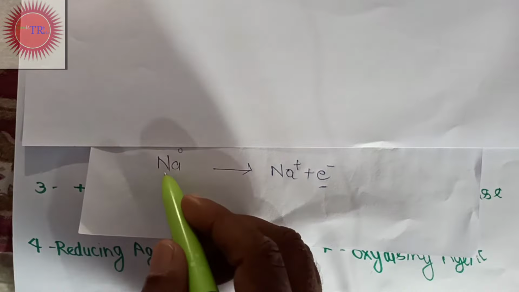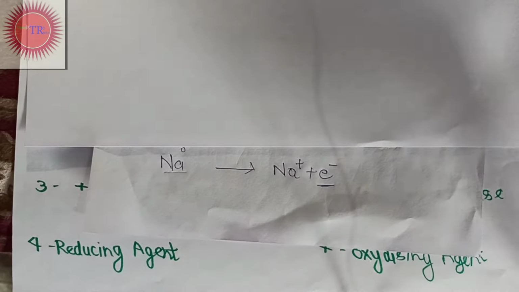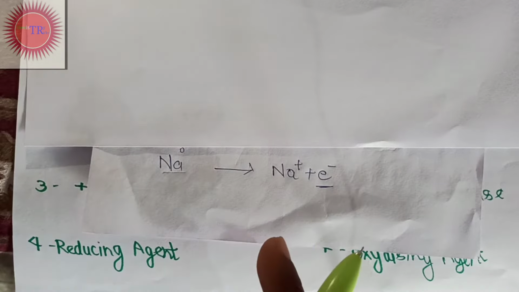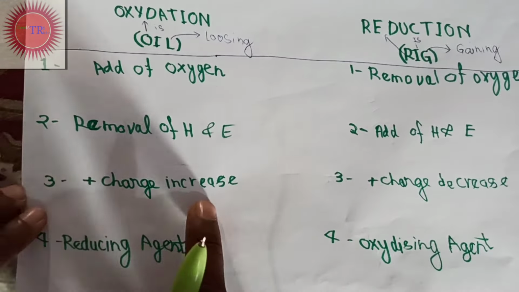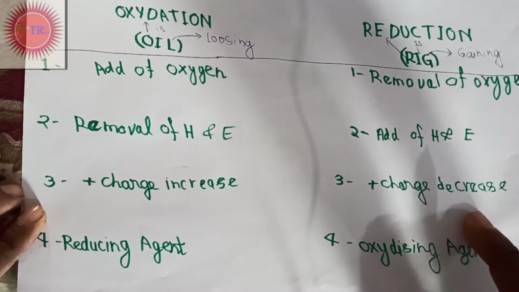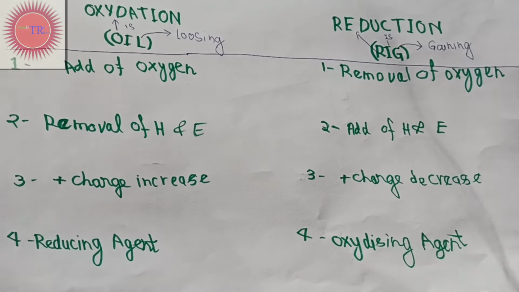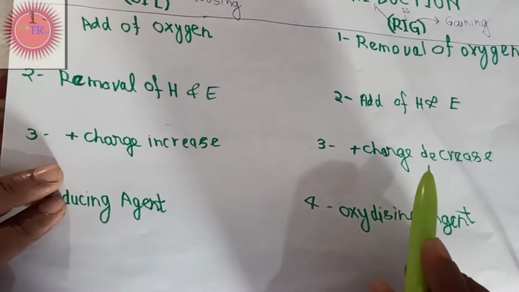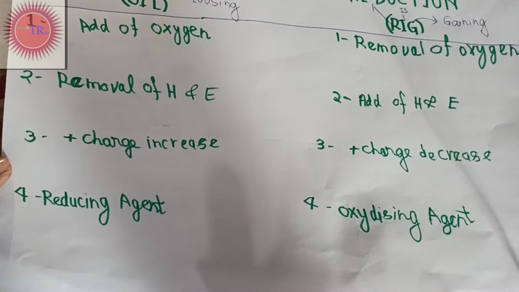Here is sodium and it loses one electron. It means the electron has gone away from it, so the positive charge will be increased. So in oxidation, positive charge will be increased, and in reduction it is just the opposite. Positive charge will be decreased, or you can simply say here positive charge increases, here negative charge increases. Okay, the simple definition of oxidation and reduction you have understood.